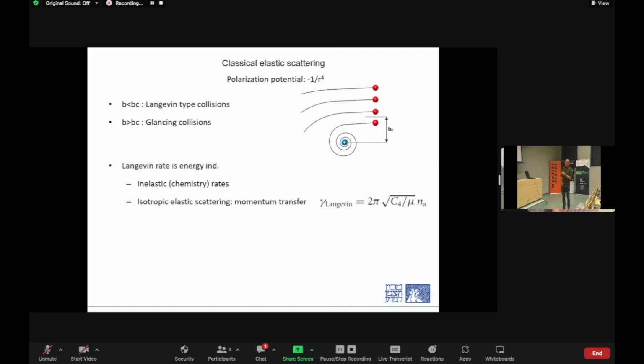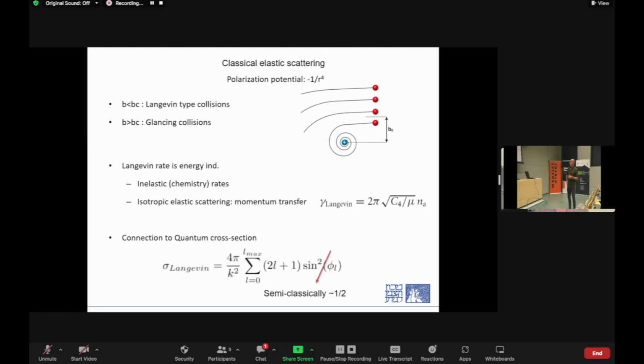Langevin collisions are responsible both for the efficient momentum transfer between these two species, but also for all the inelastic rates. All the chemistry happens only due to Langevin collisions, and the Langevin rate is an upper limit to the rates at which chemistry or any inelastic processes can occur. As was also mentioned before, the Langevin cross-section goes like 1 over the square root of energy, and therefore the rate, which is proportional to the cross-section times the velocity, is completely independent of energy.